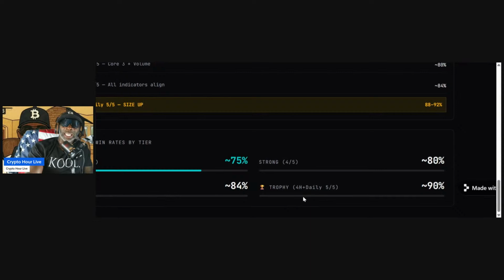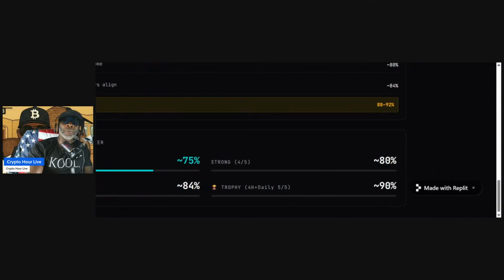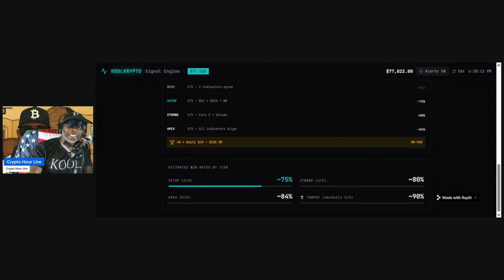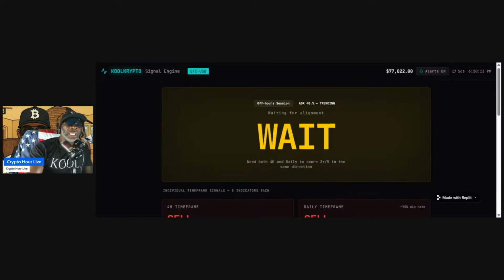Now the granddaddy of them all is this one. It gives you a 90% win rate. That happens when you have 5 out of 5 of the indicators going one direction, and you also have the 4 hour and the daily aligned in the same direction. If you ever get that, you dump all your money in it, and you're gonna have an over 90% win rate.